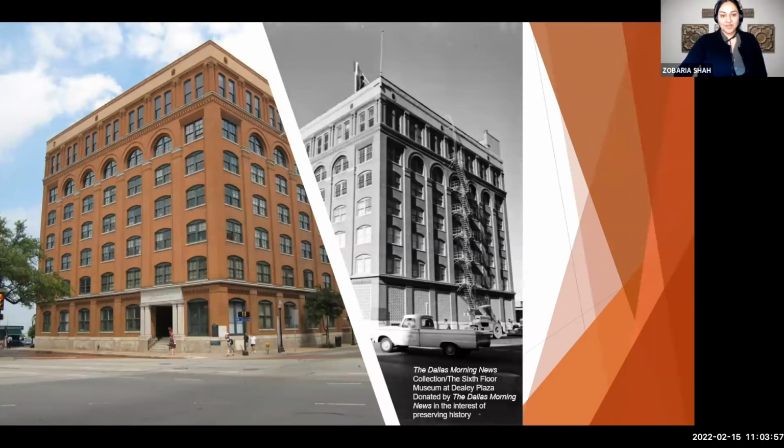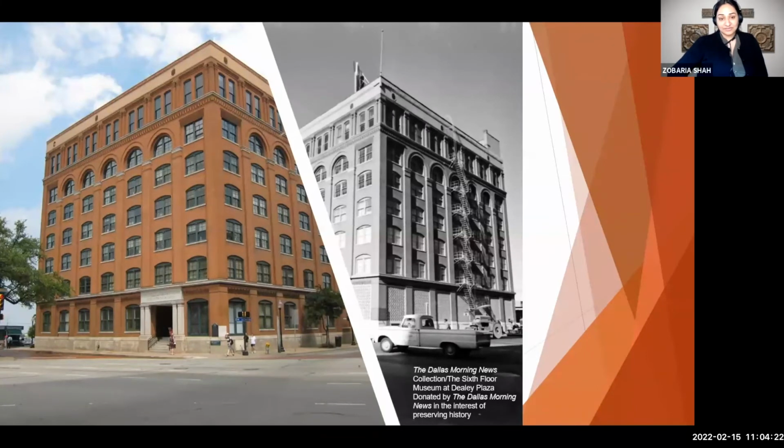I want to first talk about the 6th Floor Museum itself, and we're going to be discussing the Bill of Rights as it's connected to President Kennedy, but in order to understand that, you're going to need to have some context. So I'm going to provide you guys some context about the 6th Floor Museum itself. This is the 6th Floor Museum as it looks today.